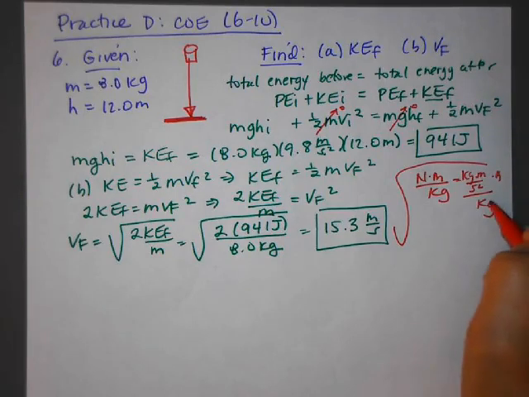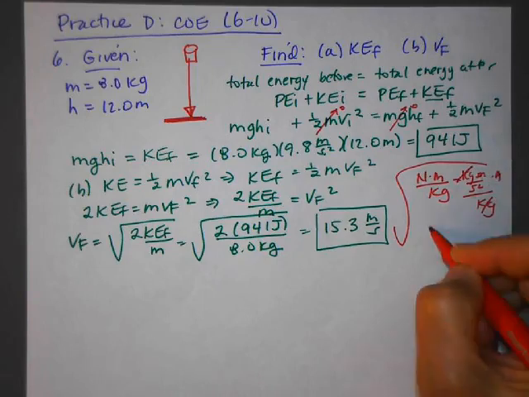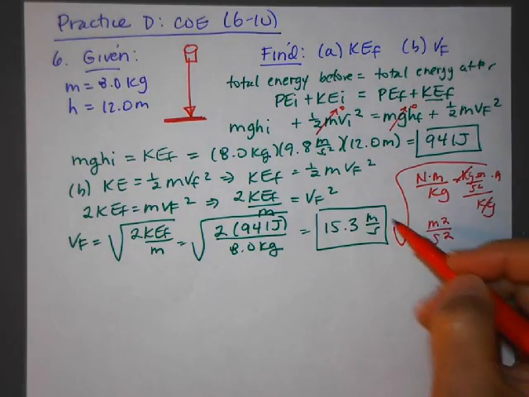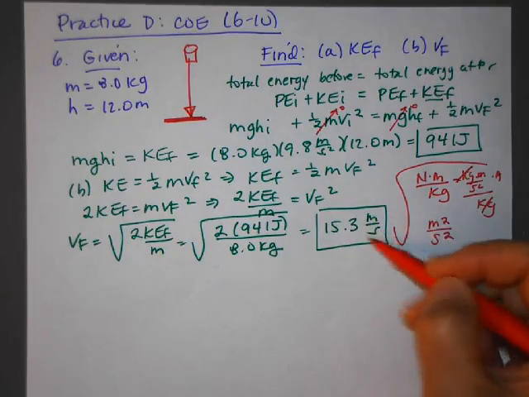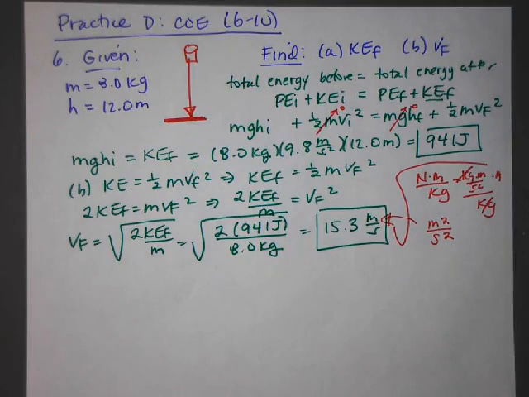Okay? So the kilograms cancel. A meter times a meter is a meter squared. So I end up with meter squared over second squared. So when I take the square root of the number, I take the square root of the unit, and I get my correct unit, meter per second. And then I see I did not make an algebra mistake. I have a foolproof way to always check my work in physics.